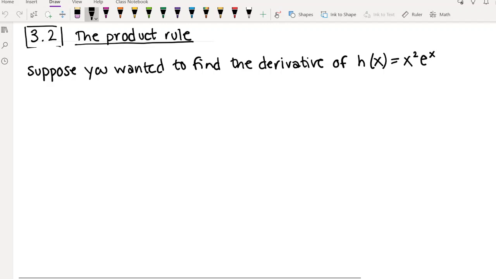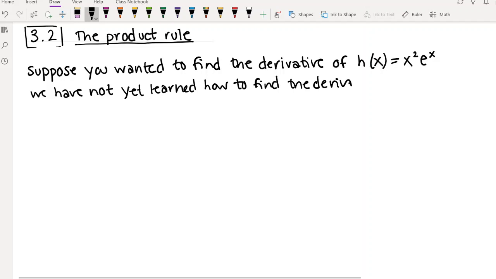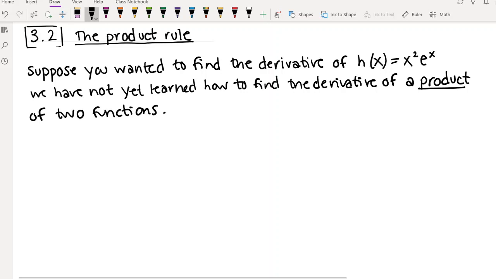Maybe let me write that down. We have not yet learned how to find the derivative of a product. So product means multiplication, right? Of two functions. I'm going to start by telling you what does not work, and then I'll try to convince you that it's not the way it works, and then we'll learn the actual rule that does work.